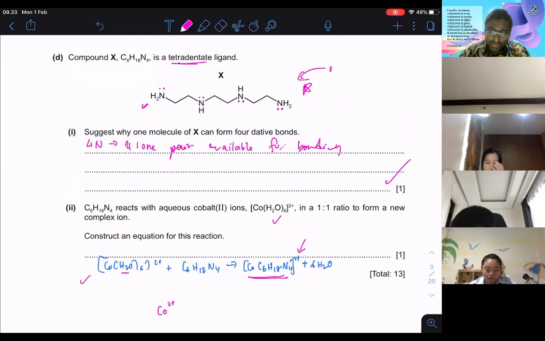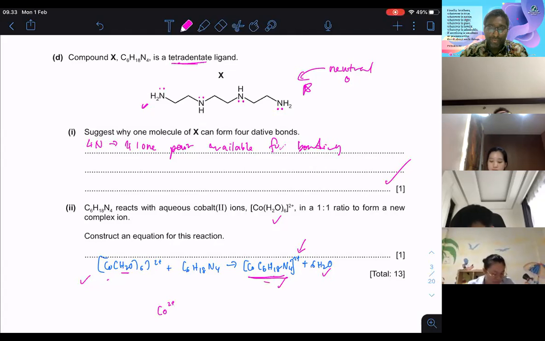This is going to be neutral, so the charge is going to be zero. So when you add, you are going to get this, and then the 6 moles of water will come up over here. So that's going to be the equation for this reaction. This one maybe takes time to visualize, but do remember they are going to form 4 bonds. So cobalt, then straight away 4 bonds.